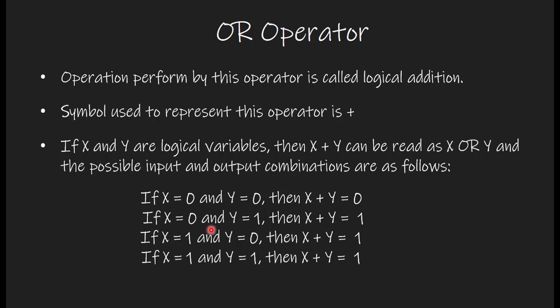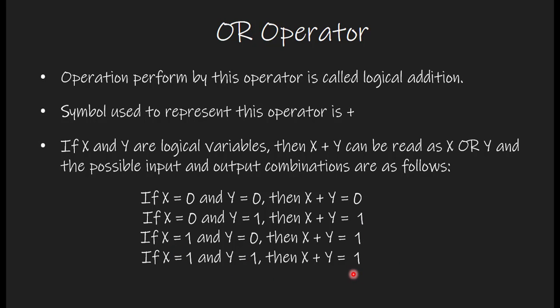When either one of the inputs is 1, the output will be 1. When both inputs are 1, the output will be 1. So we can summarize it as: the OR operator will give output 1 when either one of the inputs is 1. Like in the first case, both are 0, that's why it gives output 0. Now in the second, third and fourth, at least one of the inputs is 1. Here y is 1, in the third case x is 1, and in the last case both are 1. So it will give output 1.